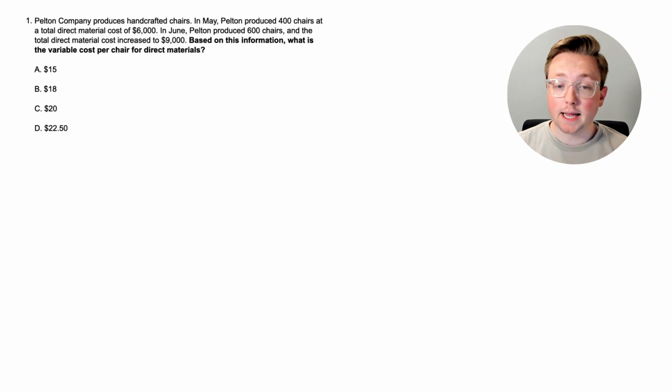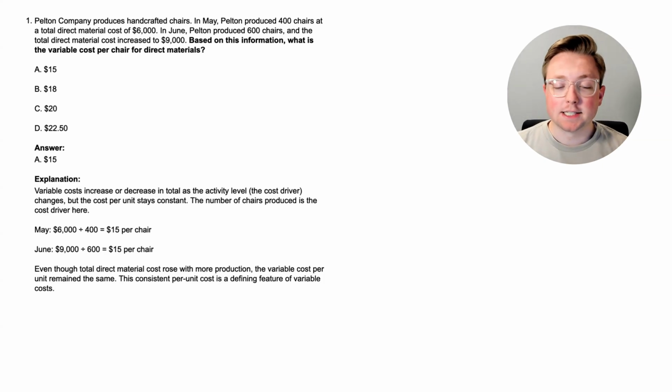Pelton Company produces handcrafted chairs. In May, Pelton produced 400 chairs at a total direct material cost of $6,000. In June, Pelton produced 600 chairs and the total direct material cost increased to $9,000. So again, based on that information, what's the variable cost per chair for the direct materials? Now, again, this probably won't be too difficult if you think through this, so pause the video, think through this, do the calculation, and when you're ready, come back, we'll look at the answer together.